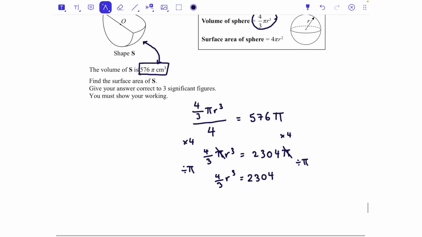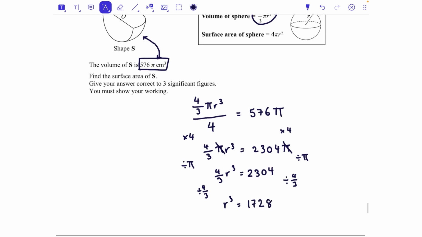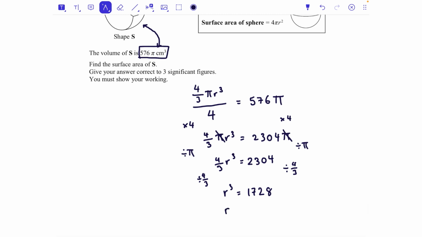I now want to divide both sides by 4/3. So 2,304 divided by 4/3 is 1,728. And then to find out what the radius is, we need to do the inverse of cubing, which is going to be the cube root. So cube root, which is normally shift and cube on your calculator, that answer, and that is 12. So the radius is 12.